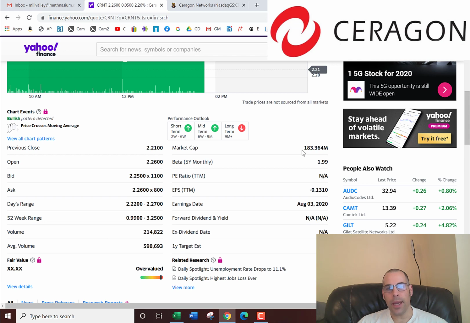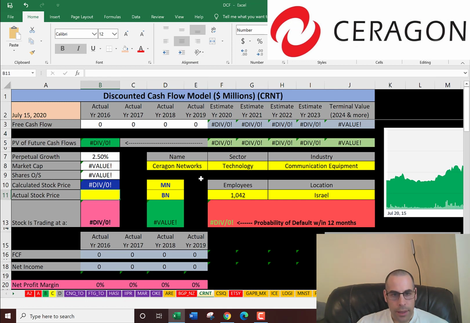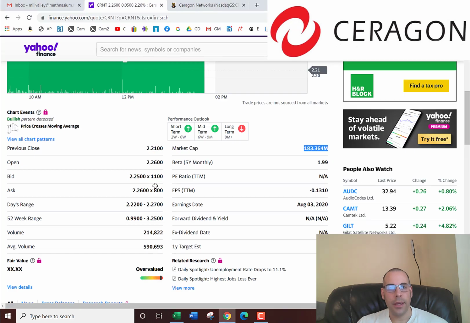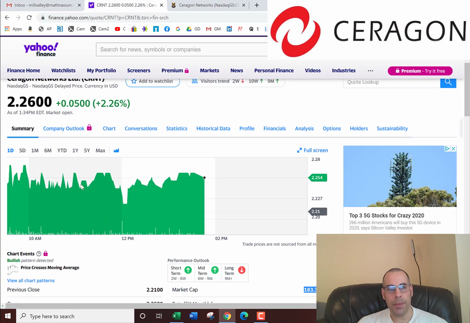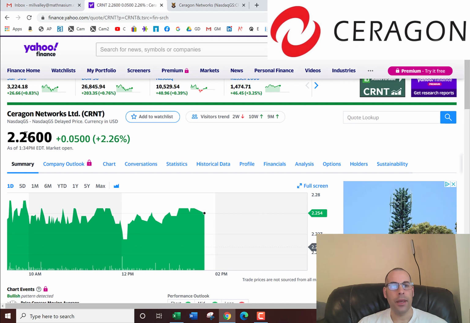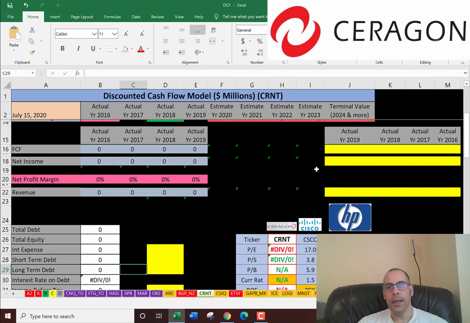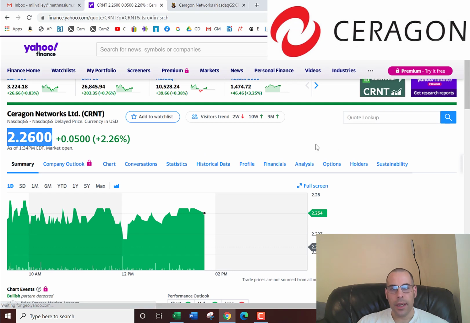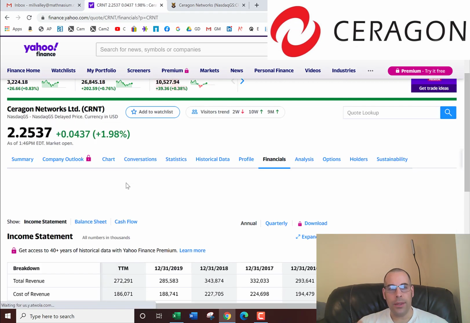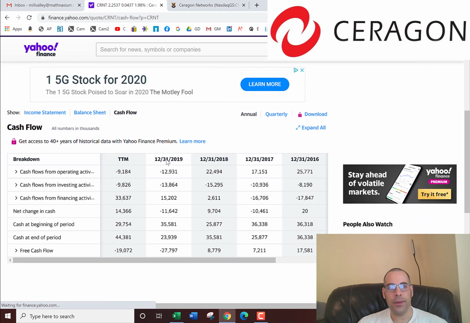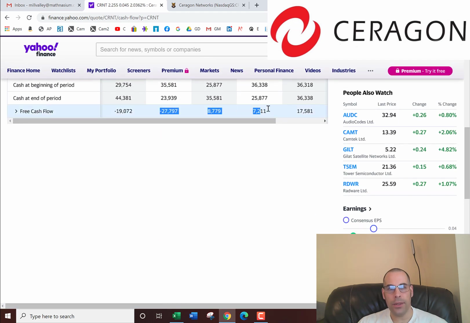This company has a market cap of $183.4 million. And that's the value of the company, according to the stock market. To figure out market cap, you could just take the stock price times the shares outstanding. They trade at $2.26, so that's one share of stock, cost a little more than $2. And now we need the free cash flows. And the way you value a company is you have to estimate the future free cash flows, then discount that number back to today's value. And that's exactly what I'm doing in this video.